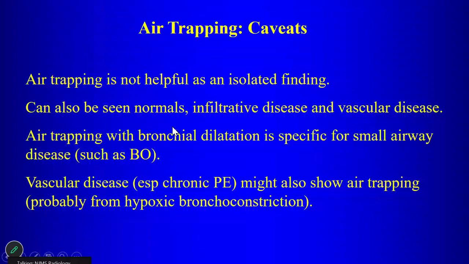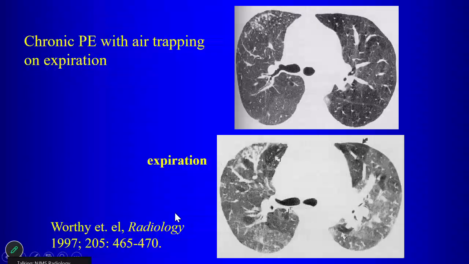We can see air trapping in normal patients. You can see air trapping sometimes even in patients with infiltrative disease, and in some cases even with vascular disease, you might see air trapping. Air trapping with bronchial dilatation can be specific for small airway disease like bronchiolitis obliterans. And there are cases of vascular disease, even chronic PE, that might show you areas of air trapping. So in real life, this is a little bit more complicated than the textbooks would want you to believe. So here's a patient with chronic PE who does demonstrate air trapping on expiratory views.